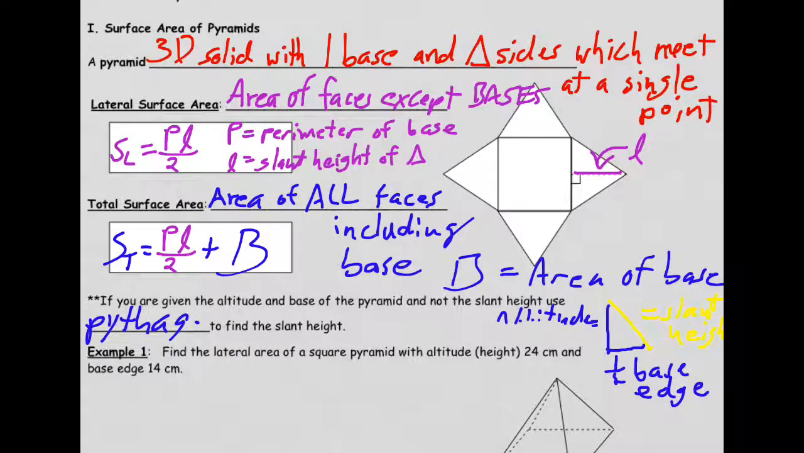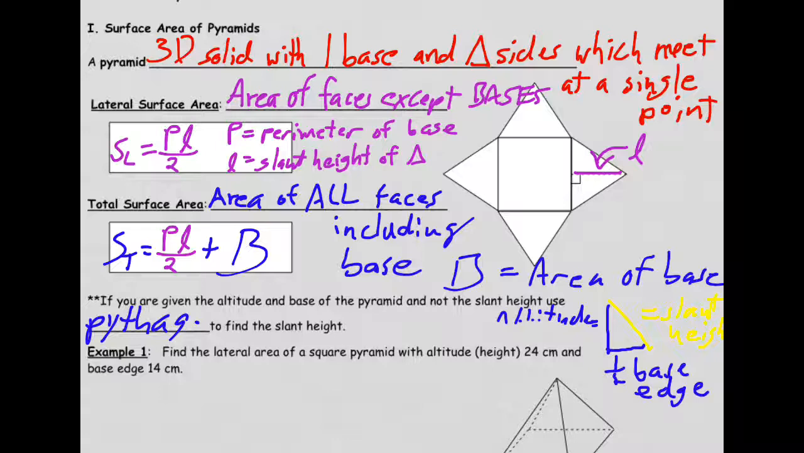So today we're talking about surface area of pyramids. A pyramid is a 3D solid with one base and triangular sides which meet at a single point. So here's my 3D solid, and it's got this big rectangular, or probably a square, base right here, and then it's got triangles coming off it. Of course, when we make the pyramid, we're going to fold those triangles up so that each point meets at the very top.